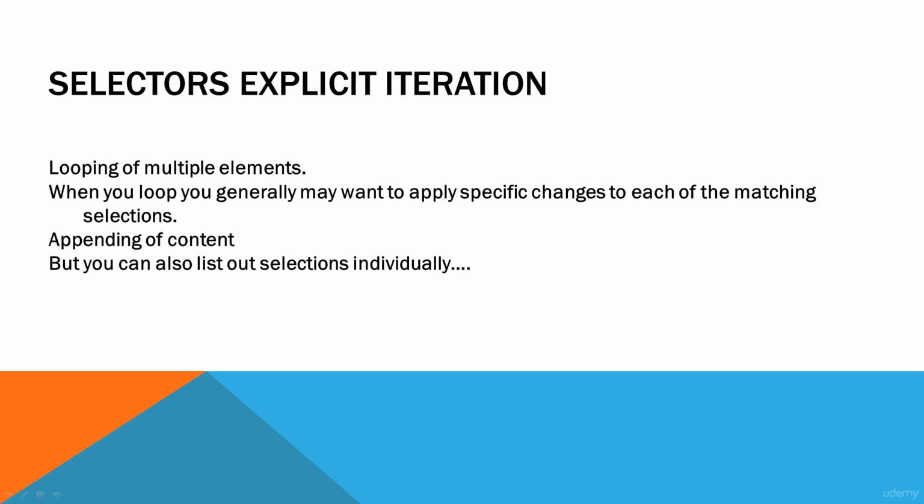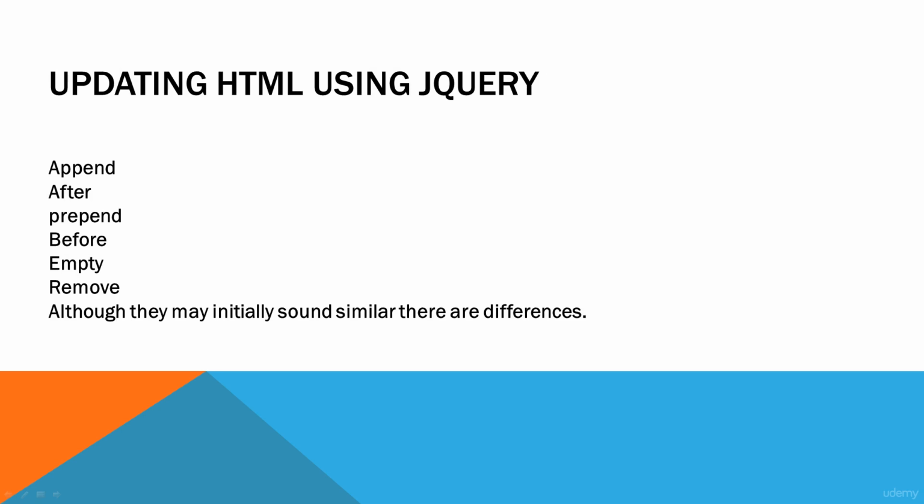So there's quite a lot you can do when you're using selectors. We also have the ability to update our HTML using jQuery. So we've got append, after, prepend, before, empty, remove. Even though these do sound similar, they're actually going to create specific functionality within your HTML code. And we're going to take a closer look at these in the upcoming lesson.